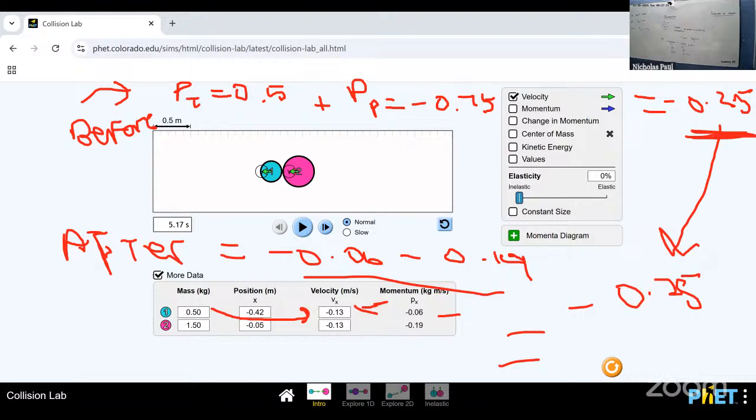Also, you might recognize that these two balls stick together. If a question says that they stick together, they'll move with the same velocity. Everybody okay with that? All right. So that is your principle of conservation of momentum.